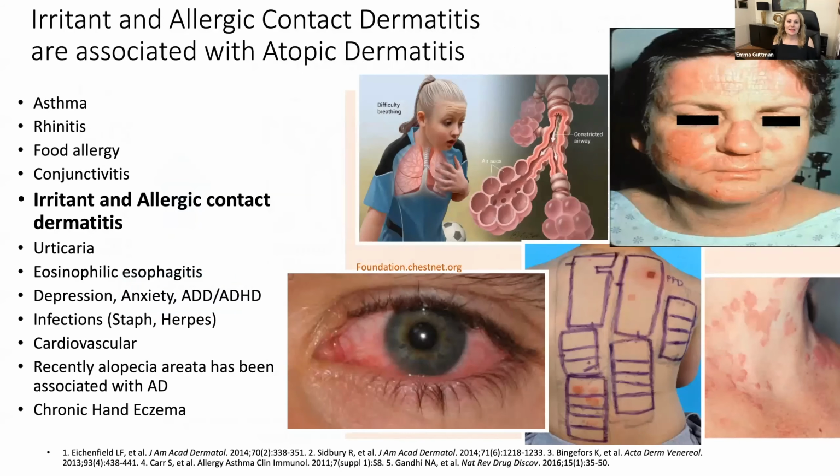Now, irritant and allergic contact dermatitis are highly associated with atopic dermatitis, including facial rashes, but also rashes in other areas, such as hands and other parts of the body, for which we definitely need to do patch testing to understand if it's an irritant reaction or if it is a true allergic reaction.